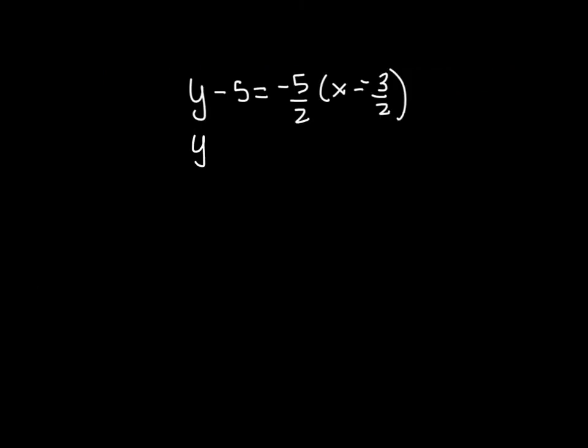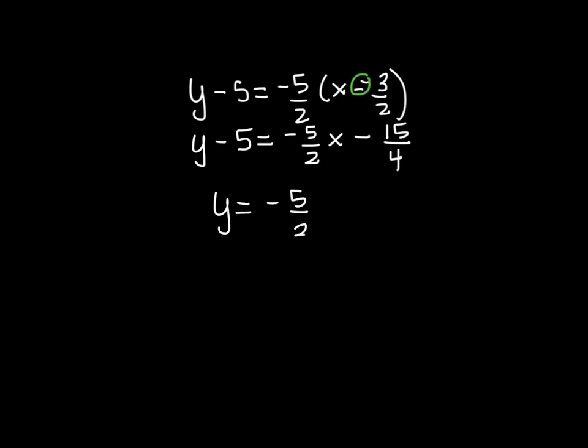So I'm going to distribute the negative 5 over 2, but I'm remembering that this right here will become a plus. So I distribute the negative 5 over 2 to the x, and I also distribute it to the second term. So when I multiply from here to here, I multiply negative 5 times 3, I multiply 2 times 2, across the top, across the bottom. Now I'm going to add 5. And this will be the equation of my line.